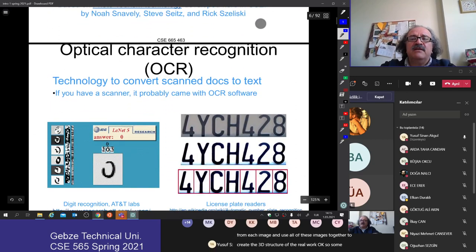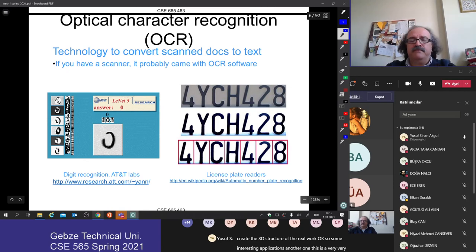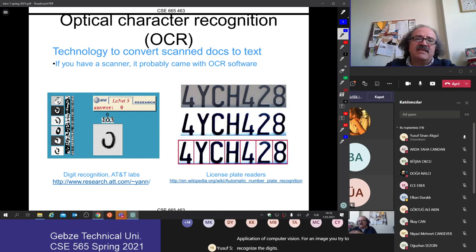Another one, this is a very, very old application of computer vision, optical character recognition. Okay, I think this is the first application of computer vision. From an image, you try to recognize the digits. It has many applications like reading the license plates of the cars, reading application form letters, reading the books, etc. Right?